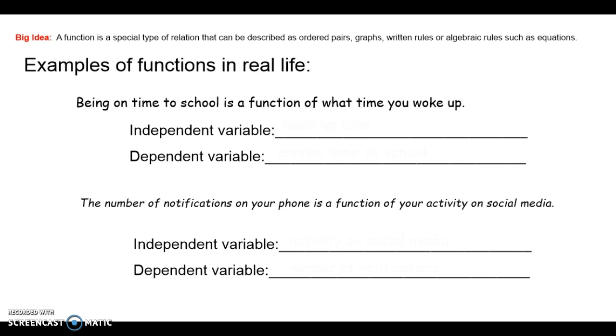In class, we talked about functions and how they pop up in real life. Two great examples are being on time to school is a function of what time you wake up, and the number of notifications on your phone is a function of your activity on social media. With every function, there's an independent and a dependent variable. The independent variable is the variable that influences the dependent variable. So, in our first situation, being on time to school is influenced by the time that you wake up. So the wake up time is the independent variable, and the dependent variable is your arrival time to school.